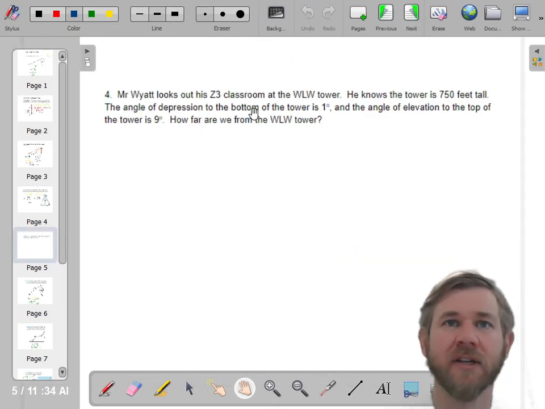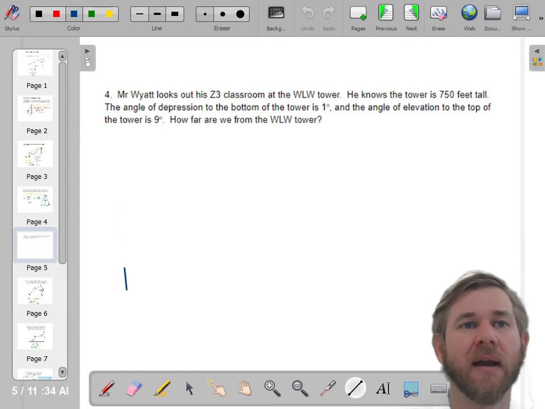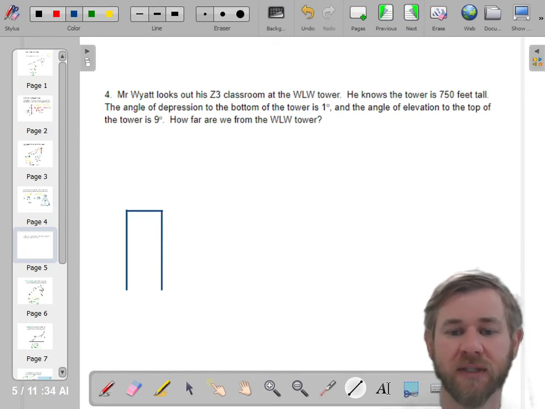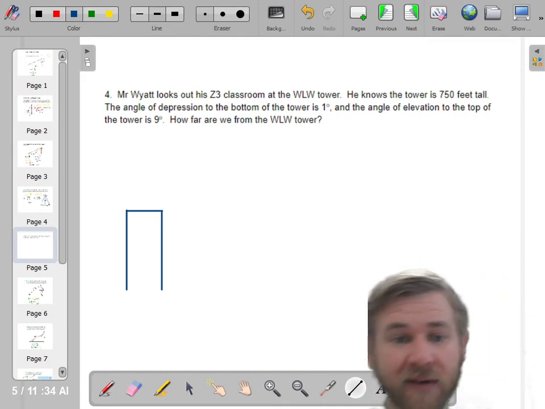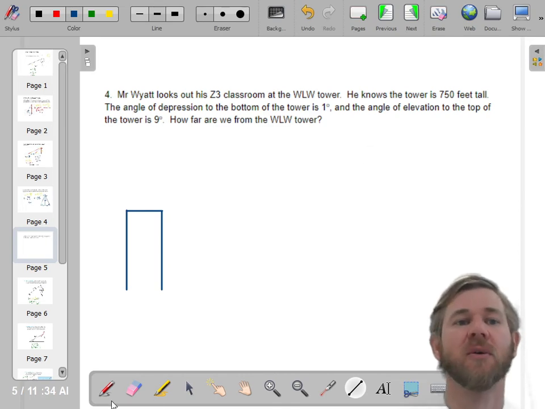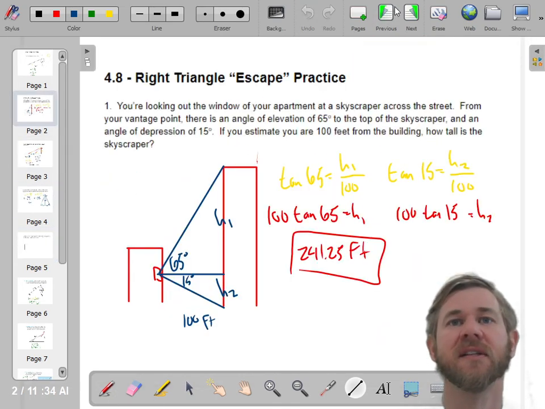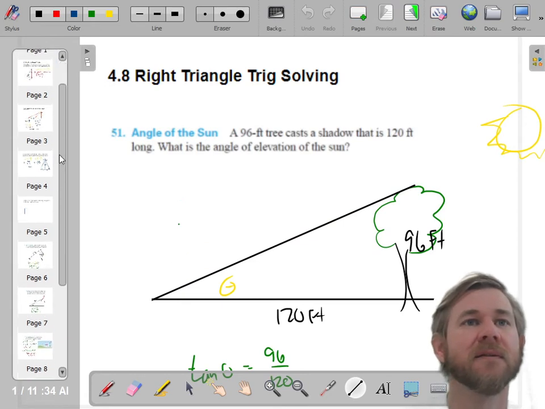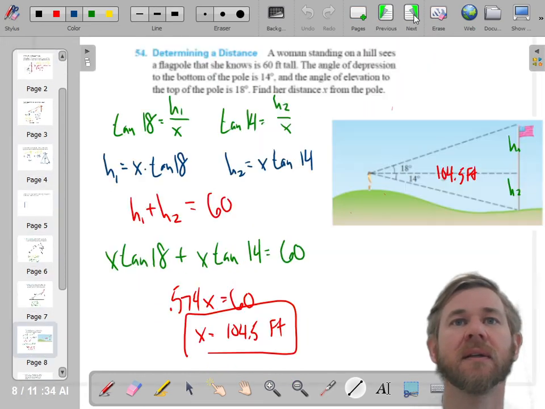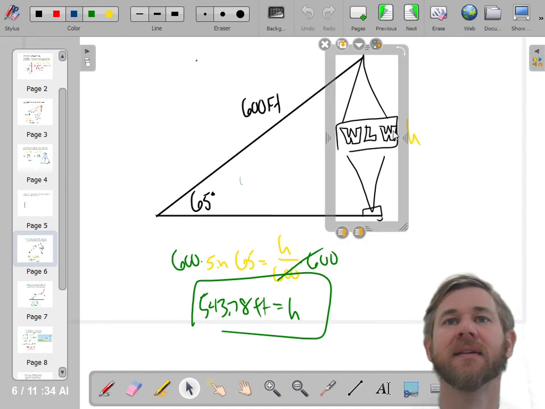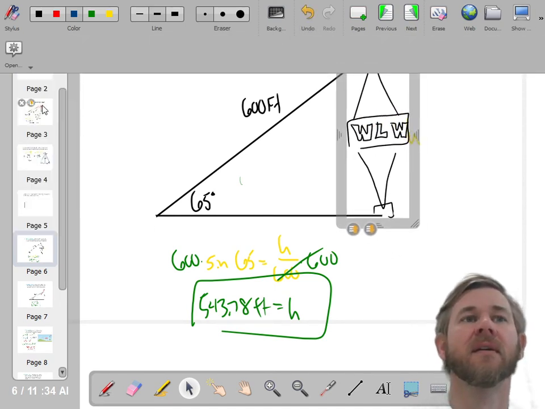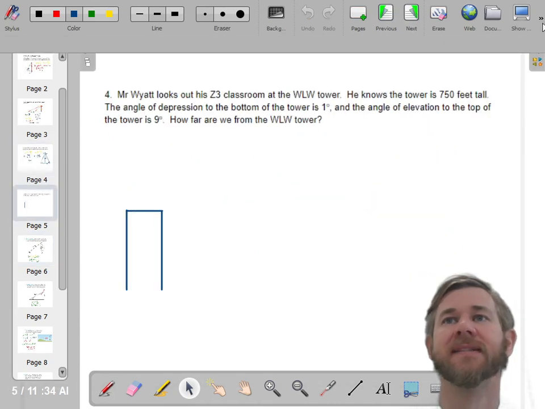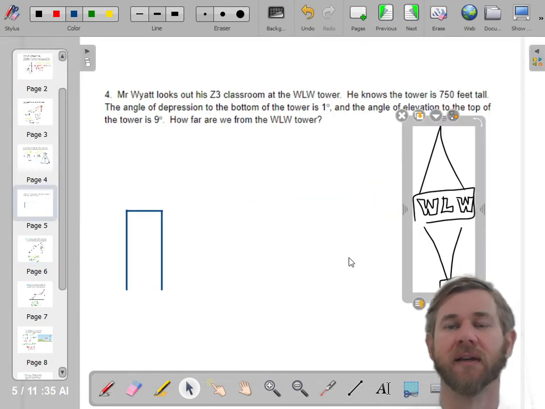All right, so this is another WLW tower question. So I'm looking out the window of my Z3 classroom, which, I mean, I actually did this. It's over there. I just got to look at that window. And I got my tower, which I drew so lovely before. In fact, I'm just going to steal it from before. Where's my WLW tower? Aha, check it out. Oh, we take this guy. Copy. Paste. Sick. Got my WLW tower.